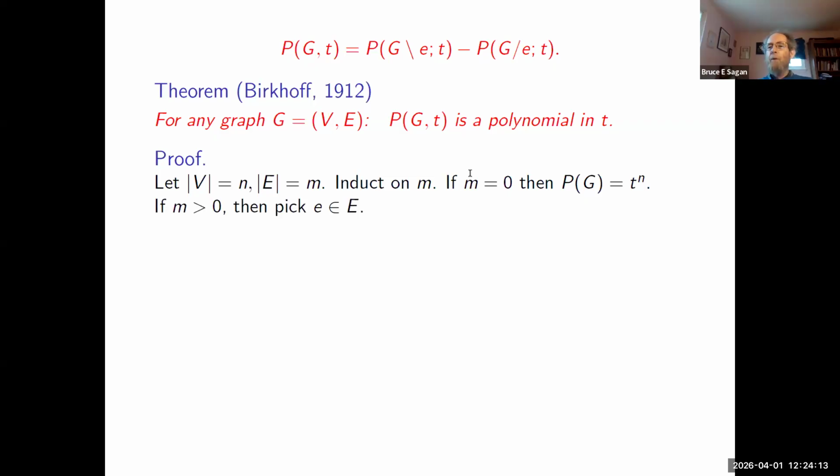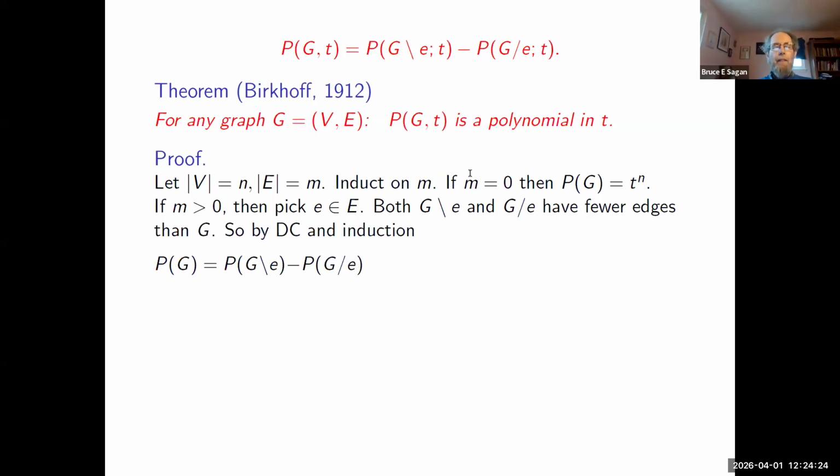What about the induction step? Well, suppose I have some edges. Pick one of them, it doesn't matter which one. As we've said before, G with e deleted and G with e contracted have fewer edges, so we apply induction to the deletion contraction law. And so on the right, we have a polynomial in t minus a polynomial in t. And last time I checked, polynomials in t are closed under subtraction. We're done. So, very, very pretty proof.